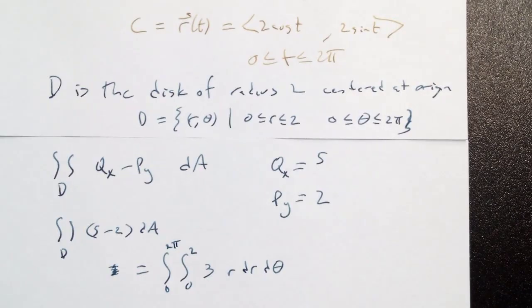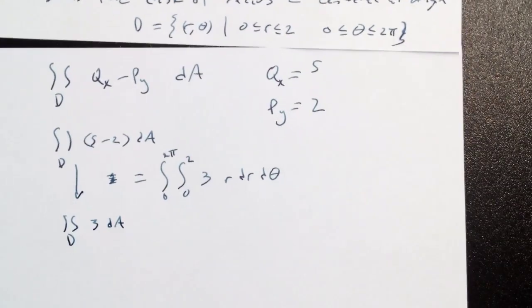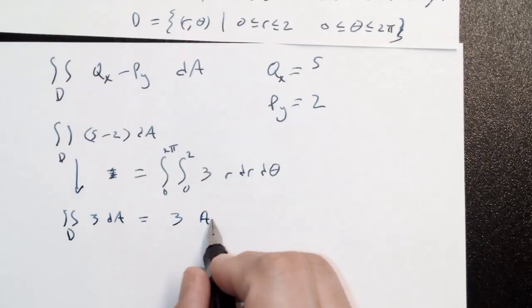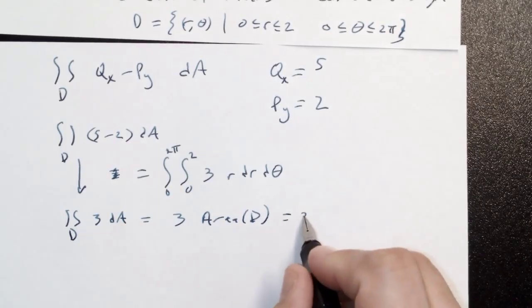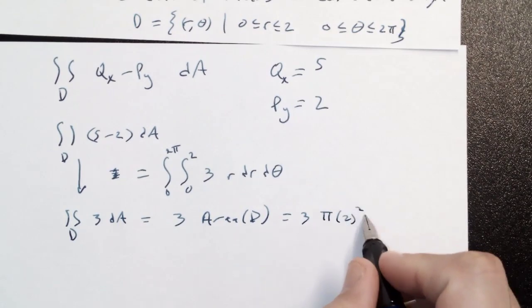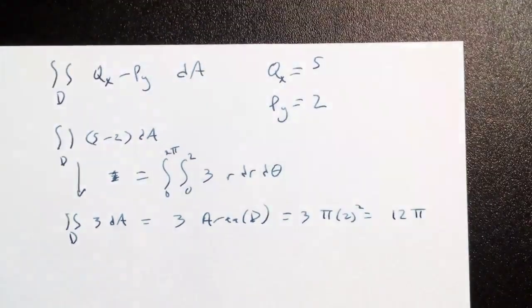There's an even faster way to do this that doesn't actually require me to do the integral. From here, I can say that this is the double integral of 3 dA over the disk, right? That makes that 3 times the area of the disk. What's the area of a circle? The radius of this circle is 2. By the way, if you do the double integral, guess what you get? 12 pi.